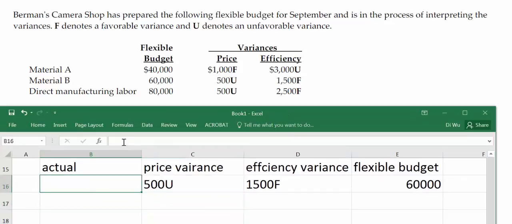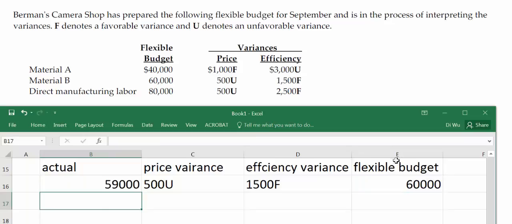For the actual, first of all, because we have a 1,500 favorable efficiency variance, and this is about the material cost, we are going to use the flexible budget minus 1,500. Because it's efficiency variance, we're supposed to have less cost. Then we have a price variance, which is unfavorable, which means we'll have to spend more. So we're going to add an additional 500.